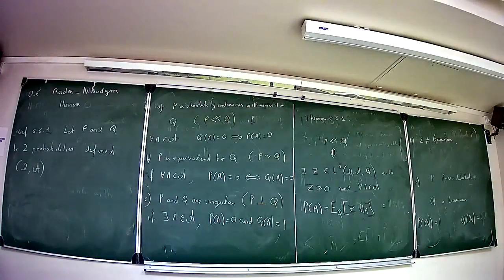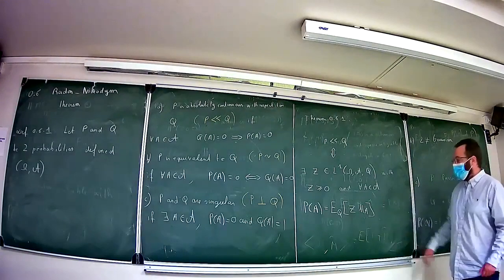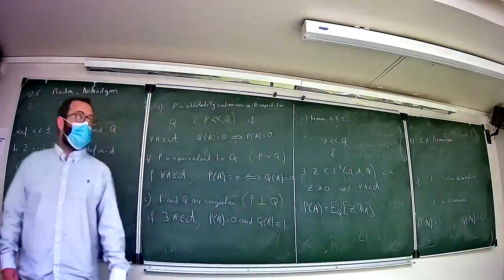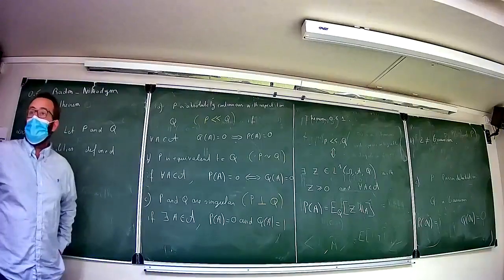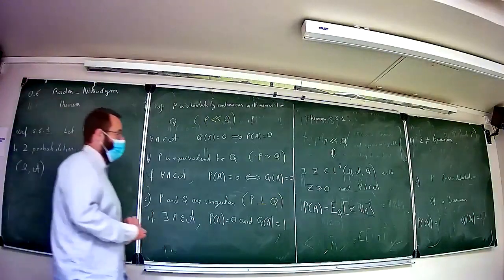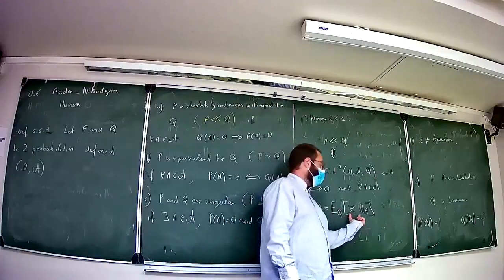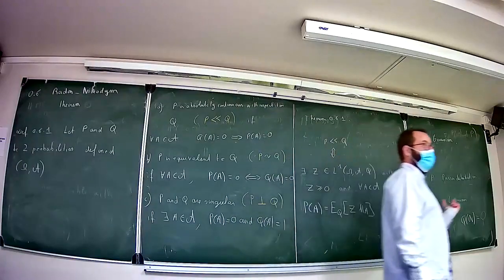In other words, Z is the density of P with respect to Q. This is the meaning of the Radon-Nikodym theorem. It will tell you that if P is absolutely continuous with respect to Q, in fact this probability has a density with respect to Q, and my density is Z here.